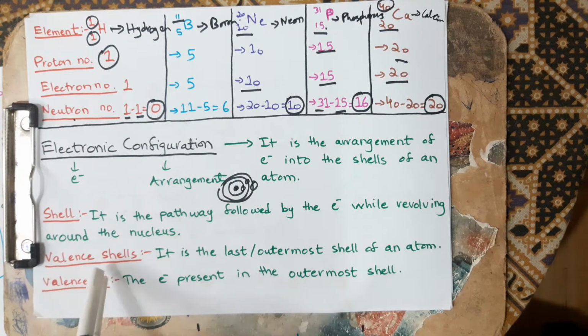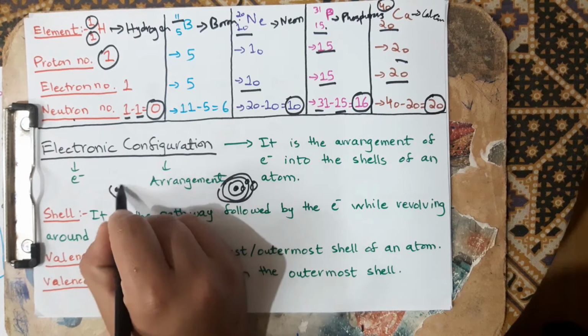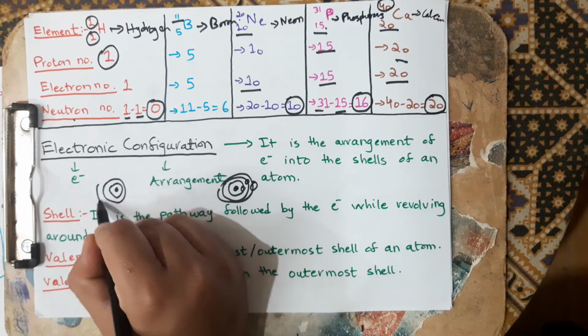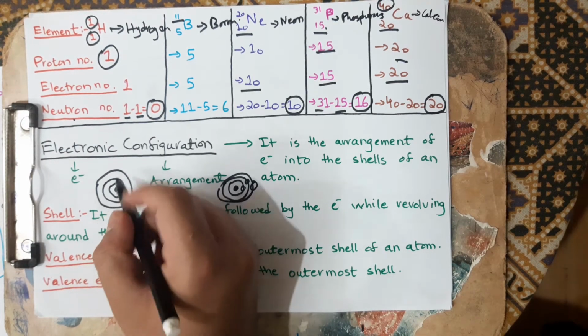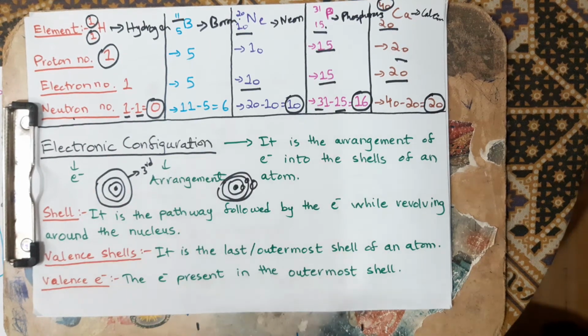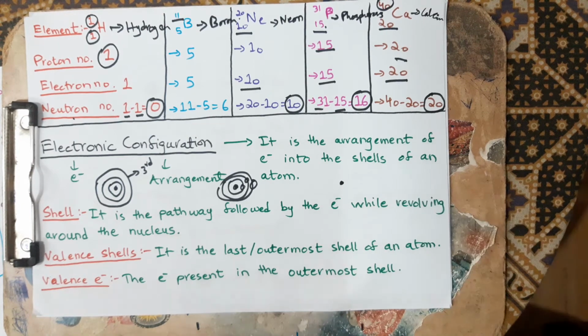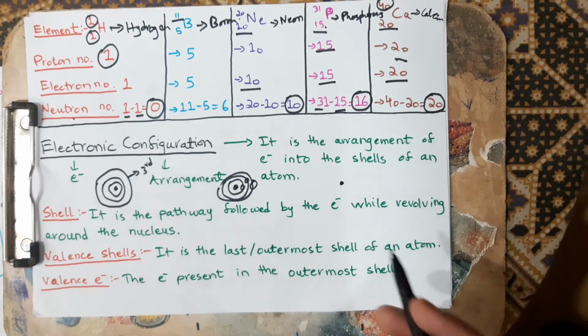So now what is a valence shell? Now if you look at this atom, it has a nucleus and then a shell, then a shell, and then a shell. The third shell, you can see that it's the outermost shell of this atom. But there will not always be three shells in an atom. There can be 1, 2, 3, 4, 5, 6 and more onwards.